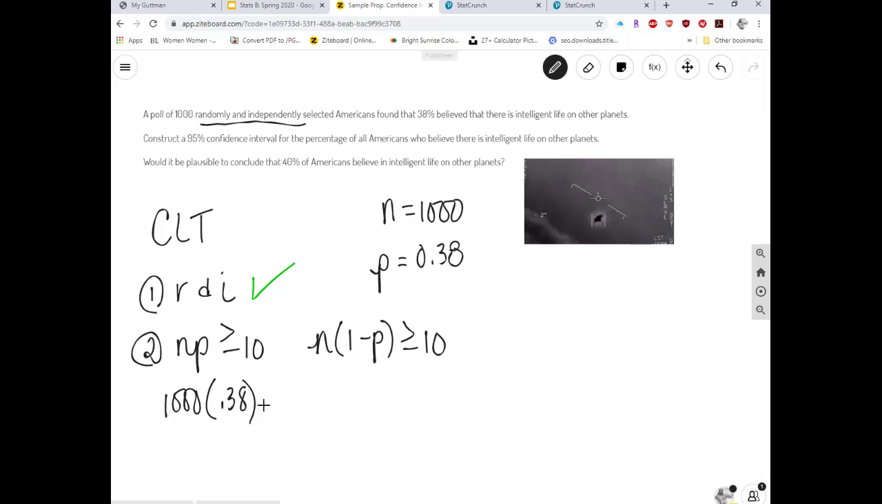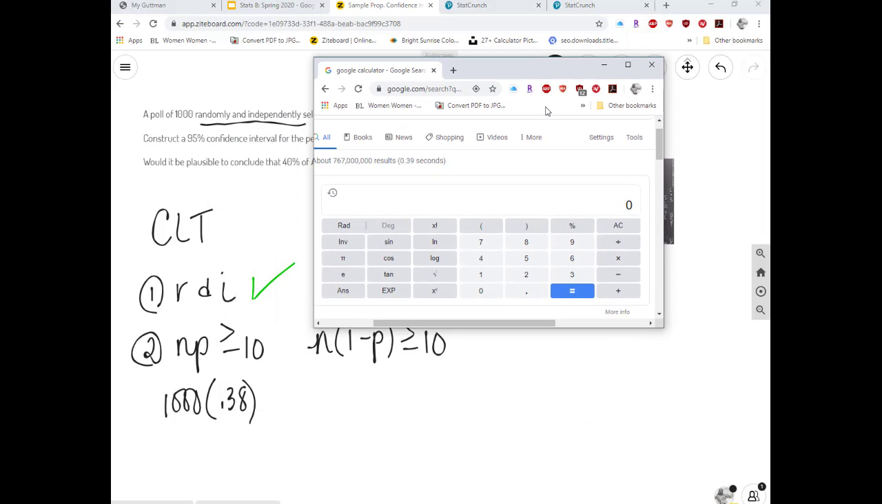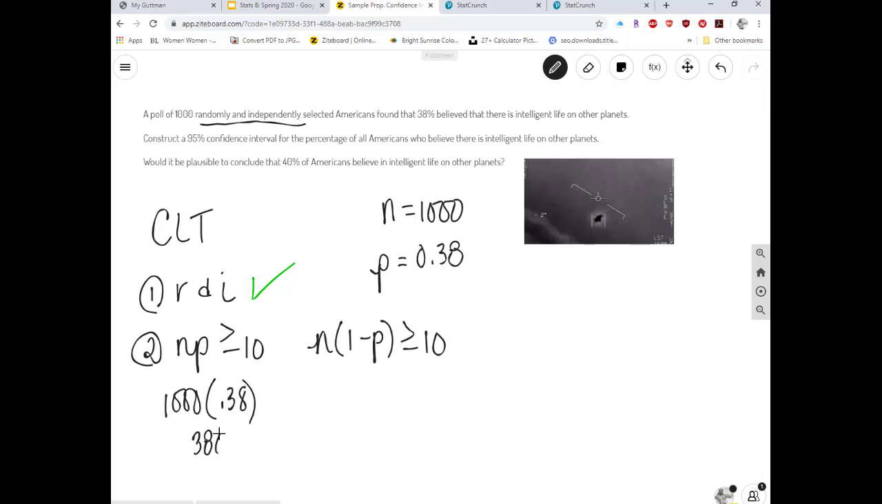And I'm going to go ahead and pull my calculator over here. Okay, so here's my calculator. 1,000 multiplied by 0.38 equals, and I got 380. So 380 is greater than or equal to 10. Does that check out? Yes.